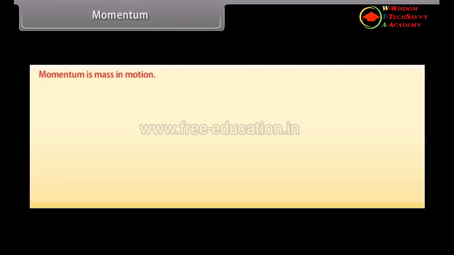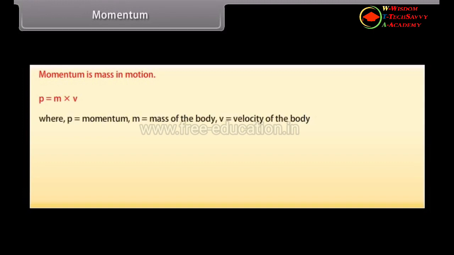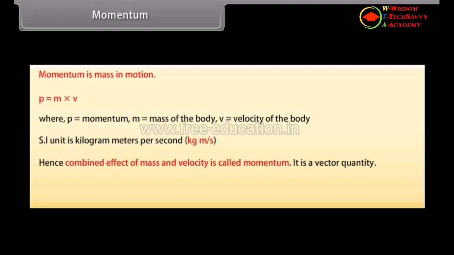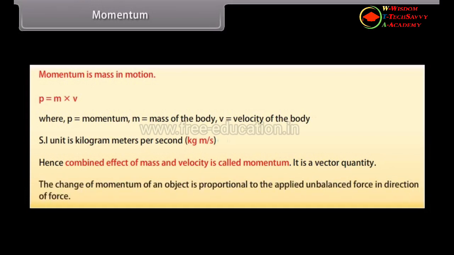Momentum. Momentum is mass in motion. P is equal to m into v, where P is momentum, m is mass of the body, v is velocity of the body. SI unit is kilogram meters per second. Hence, combined effect of mass and velocity is called momentum. It is a vector quantity. The change of momentum of an object is proportional to the applied unbalanced force in direction of force.